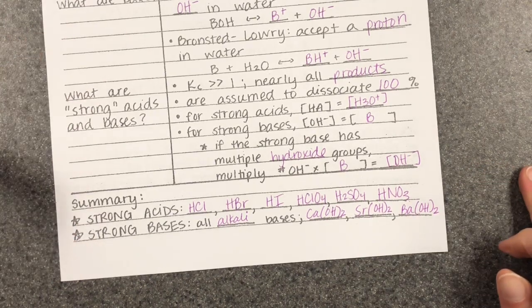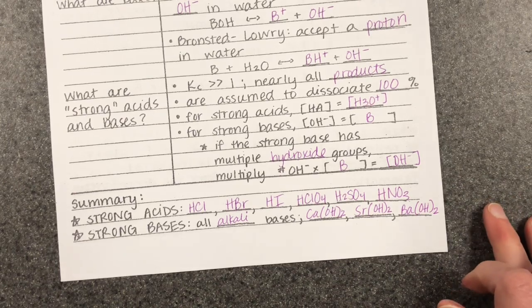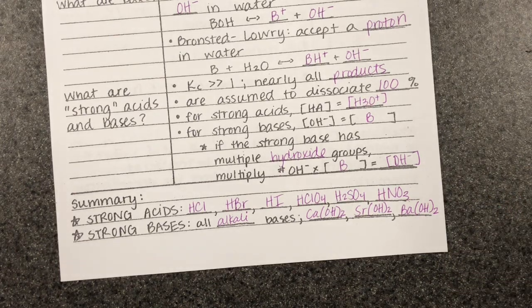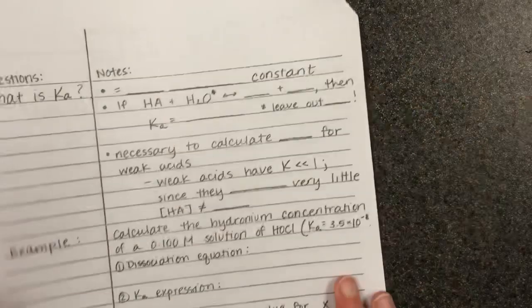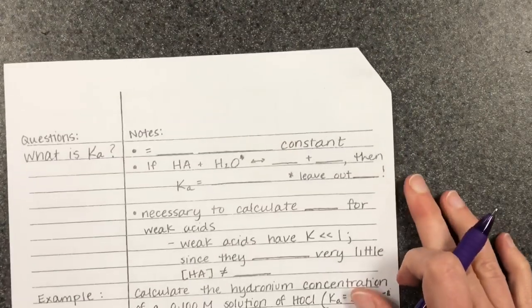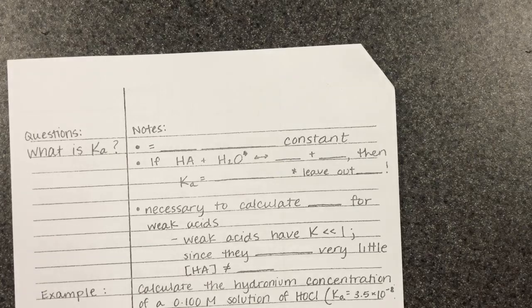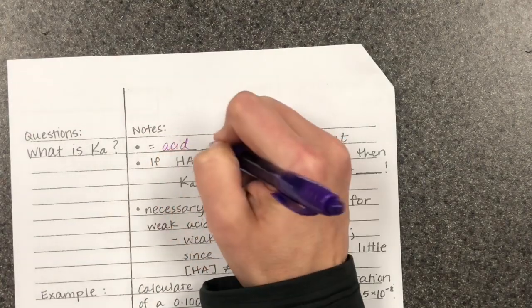So calculating the hydroxide ion concentration and hydronium ion concentration for strong acids and bases is pretty easy. You just have to look at the molarity. But we have to be able to do this a different way for weak acids and bases. And so we use Ka for acids. Ka is known as the acid dissociation constant.